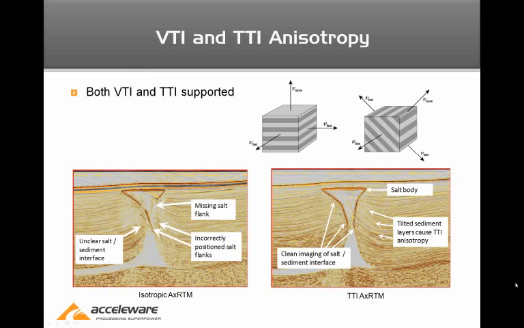So on the left we can see that the salt flanks have either not imaged at all or they have been imaged at the wrong location. And by contrast on the right we can see that TTI RTM gives good imaging and location of the salt flanks and the sediments.